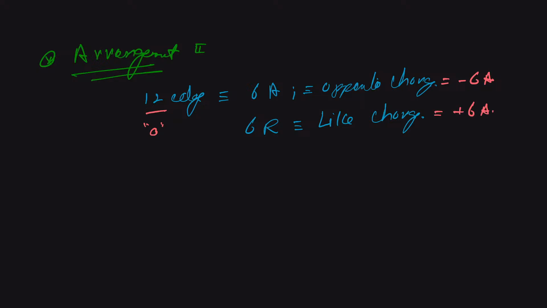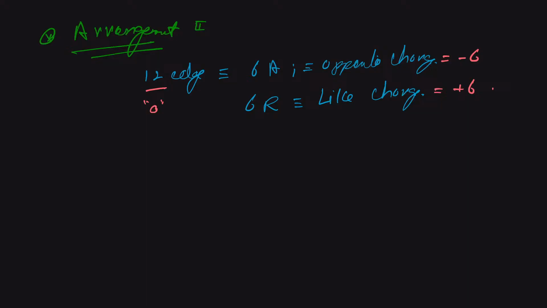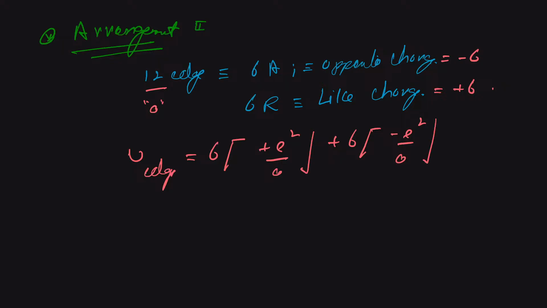So we can write this as plus 6 and minus 6, and if we add them, we can say that our U edge will be equal to 6 times plus E square upon A, plus 6 times minus E square upon A, and these two terms cancel out, so this comes as 0.